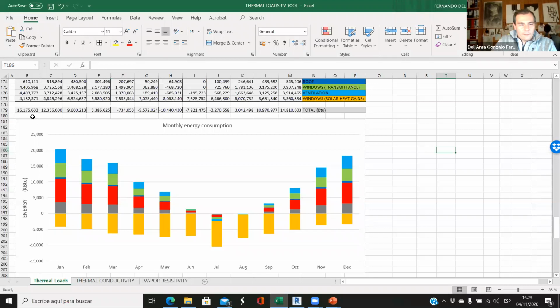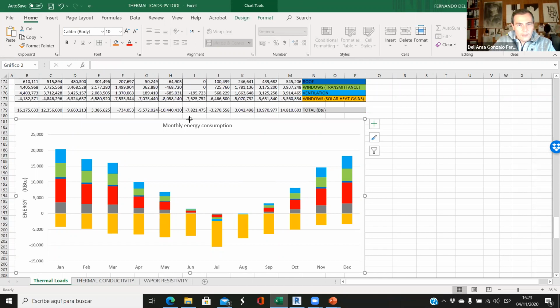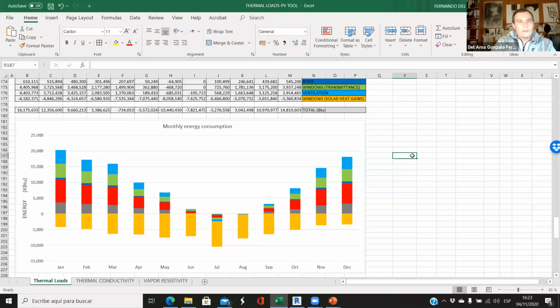And here we have the figures. Okay, so you see that we use 16,175,633 BTUs. 16 million. Okay, so if our clients receive an energy bill, and the first figure that we notice is 16 million, we say, what? 16 million? This is too much.